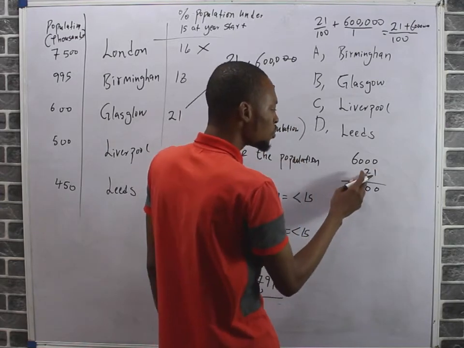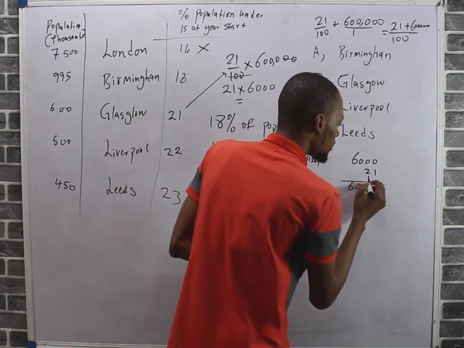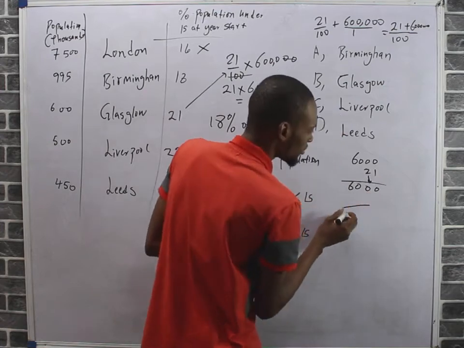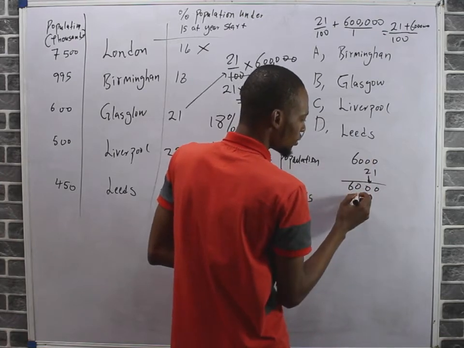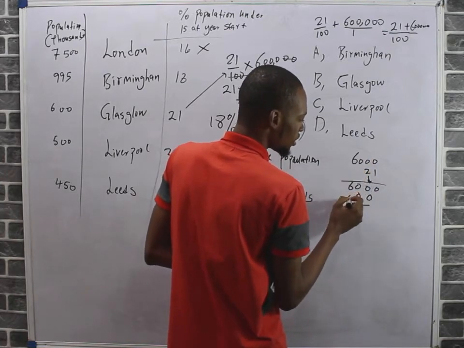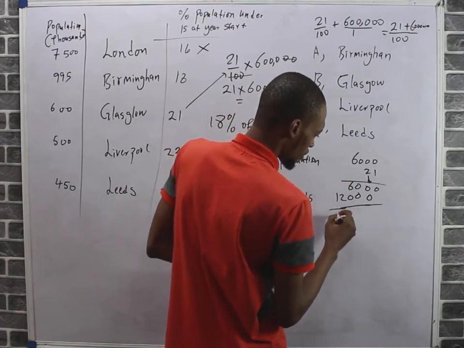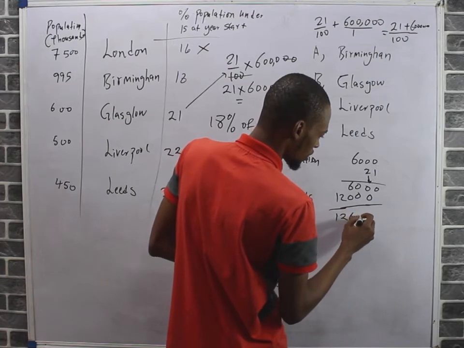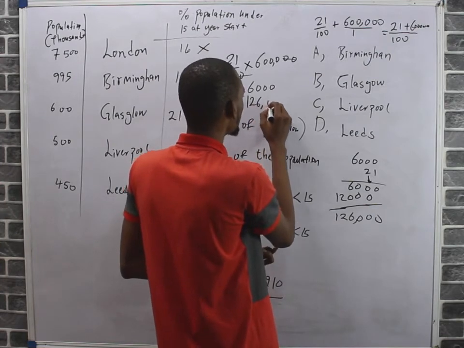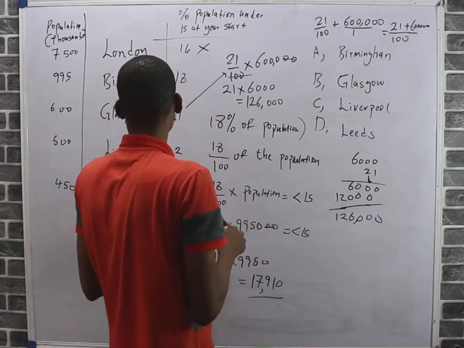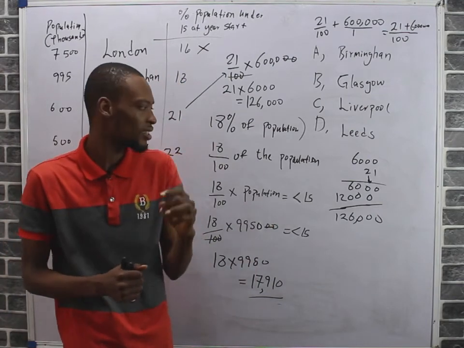Then the next thing, we are using 2 to multiply everything. Since it is the turn of 2, we start multiplying from here. We start putting the answer from here down. So 2 times 0 is 0, 2 times 0 is 0, 2 times 0 is 0, 2 times 6 is 12. So we have 1, 2, 6, 0, 0, 0. That is the population of those in Glasgow that are under 15 years.